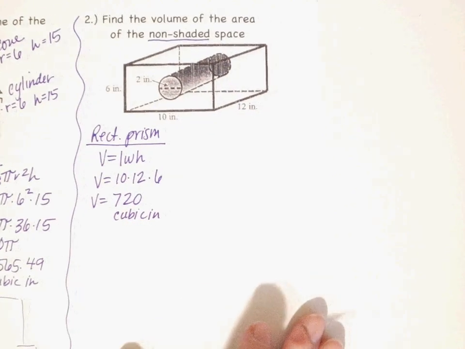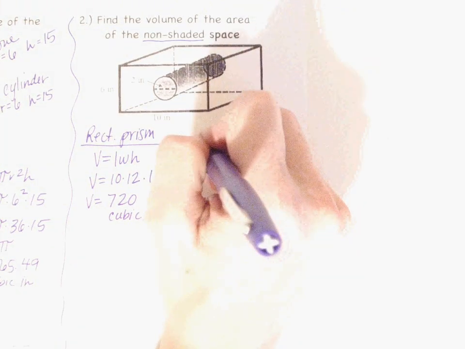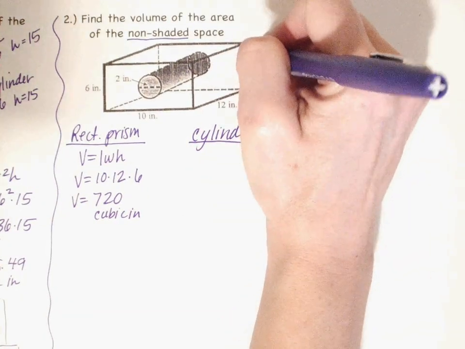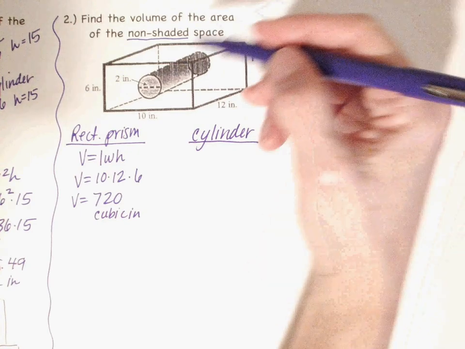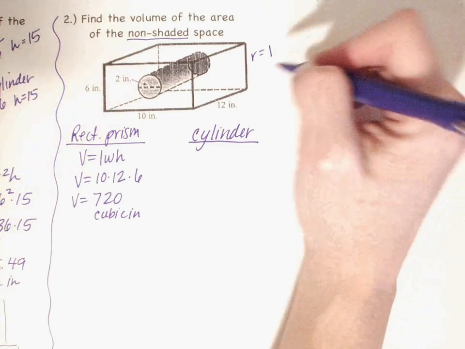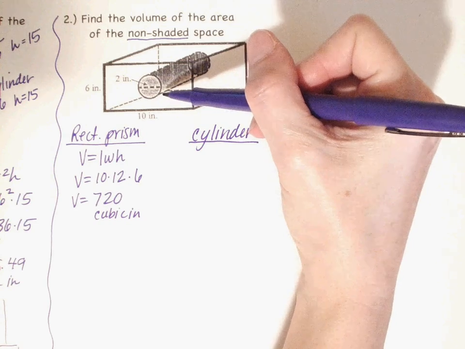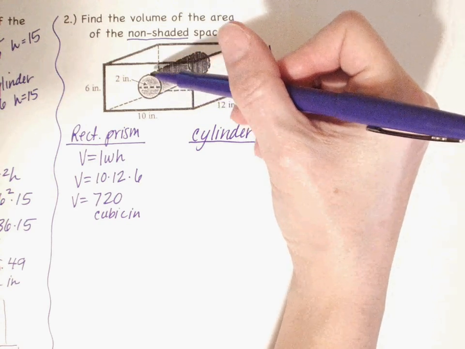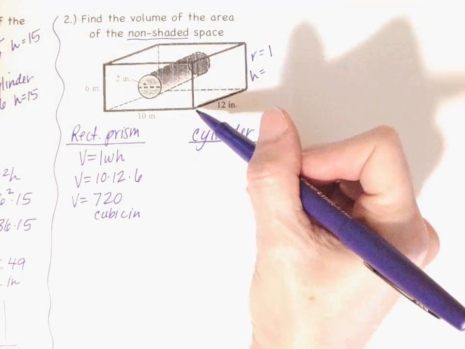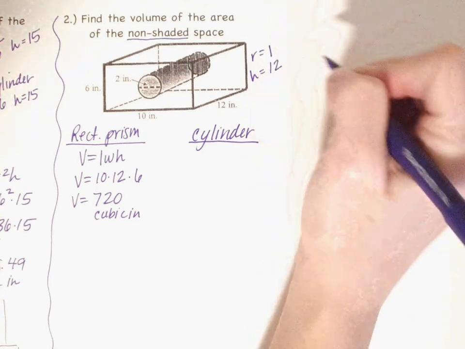And then I'm going to work on my cylinder. So that is the inside shape. For my cylinder, I want to identify the radius. The diameter is 2 inches, so that means the radius is 1 inch. And then the height, do you see how it runs along the center of the rectangular prism where this is the front and that's the back, and the height is the width of this rectangular prism. So it's going to be 12.